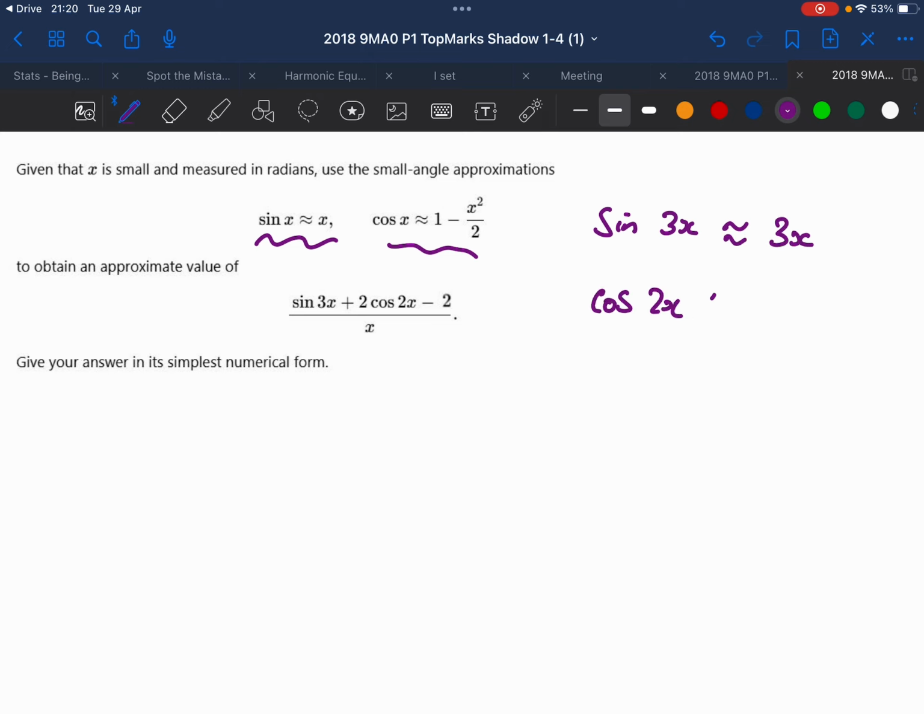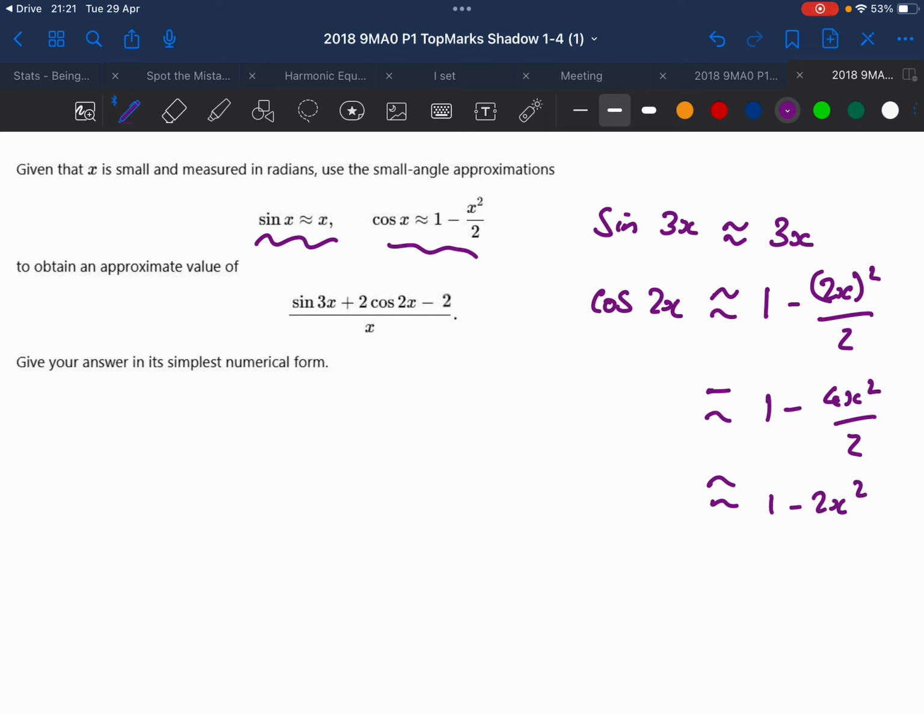And cos of 2x is approximately equal to 1 minus (2x) squared over 2, which is about what? Well, that's 1 minus 4x squared over 2, or 1 minus 2x squared.